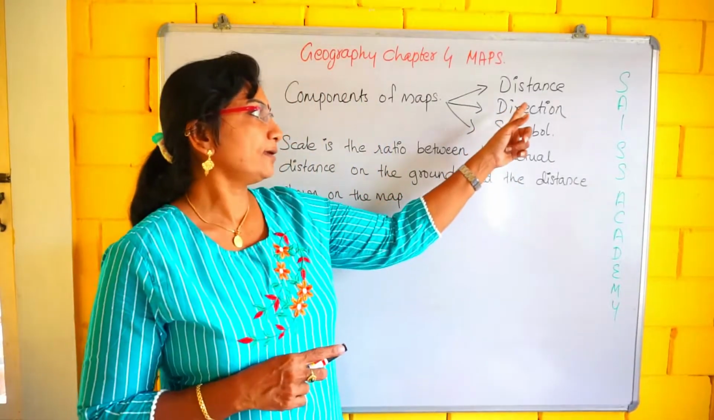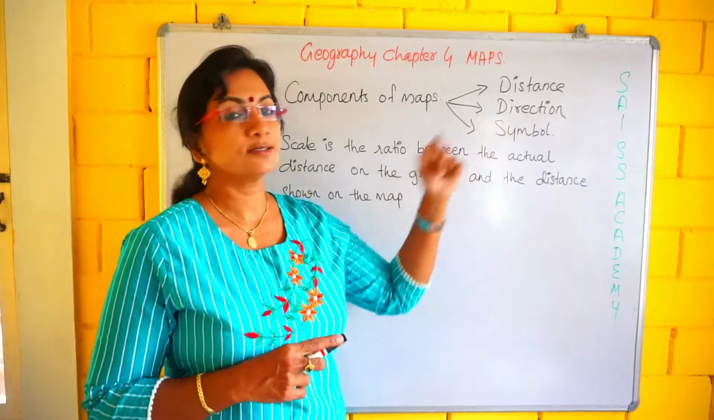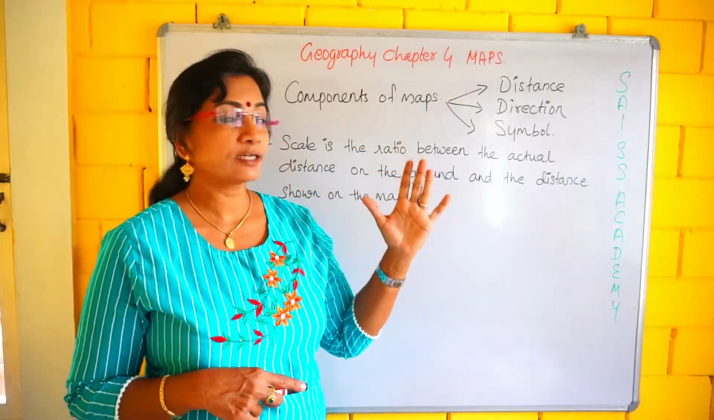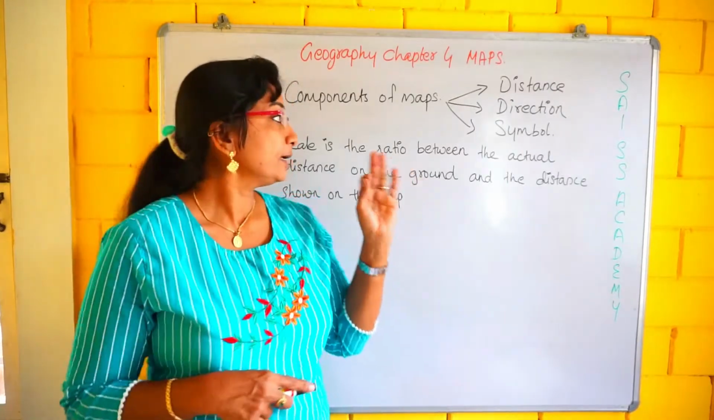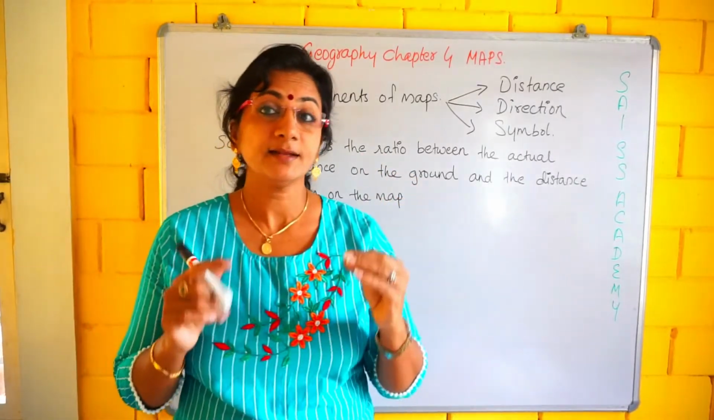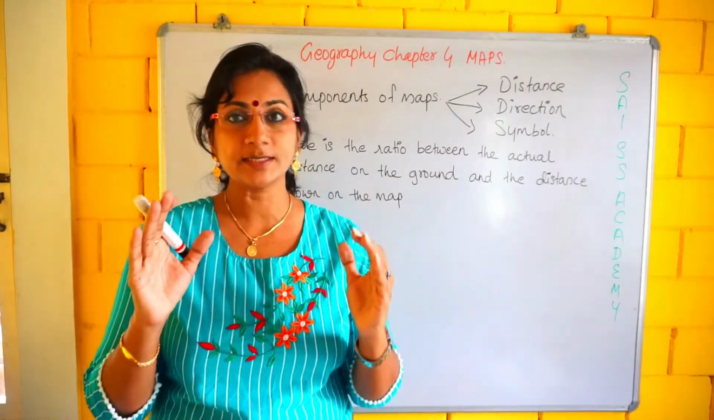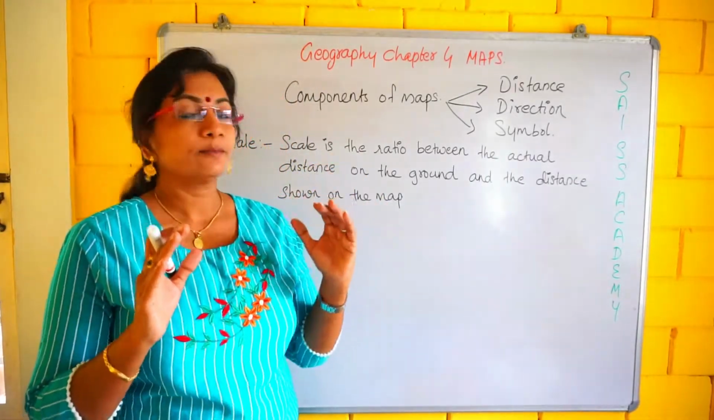Next, the components of maps. Three components are there: distance, direction, symbol. Which are the three components of maps? Distance, direction and symbol. It is very important to understand the distance in terms of scale.